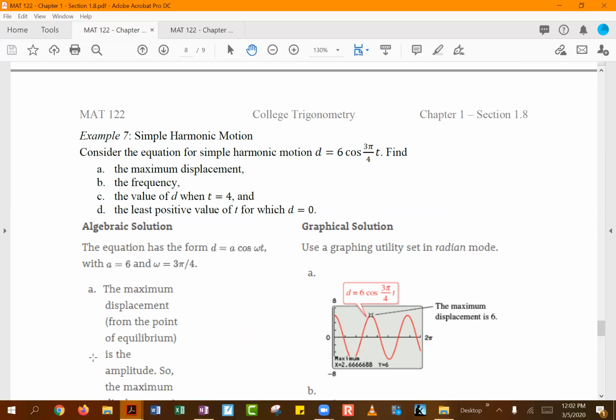Okay. So now they're actually giving you the equation. They're saying you have d equals 6 times cosine of 3 pi over 4 t.